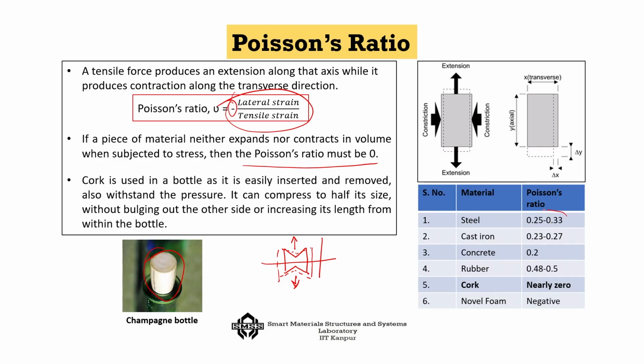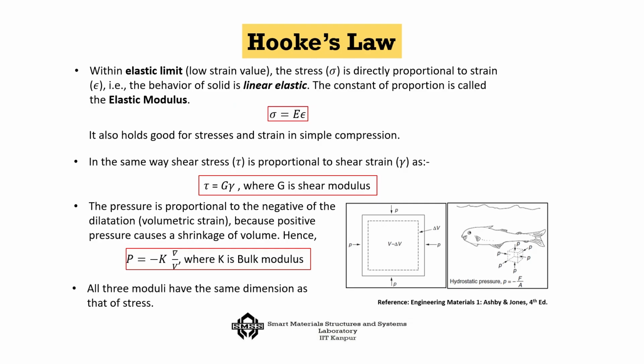Usually the Poisson's ratio remains between 0.25 to 0.33 for metals, for cast iron 0.23 to 0.27, concrete 0.2, rubber has an unusually high Poisson's ratio, okay, of about 0.5. So, that is the maximum Poisson's ratio that you will generally get. Cork, as I told you, is nearly 0, and novel foams are this type of foams, in which case the Poisson's ratio could be negative. So, among other mechanical properties, the Poisson's ratio plays a very important role.